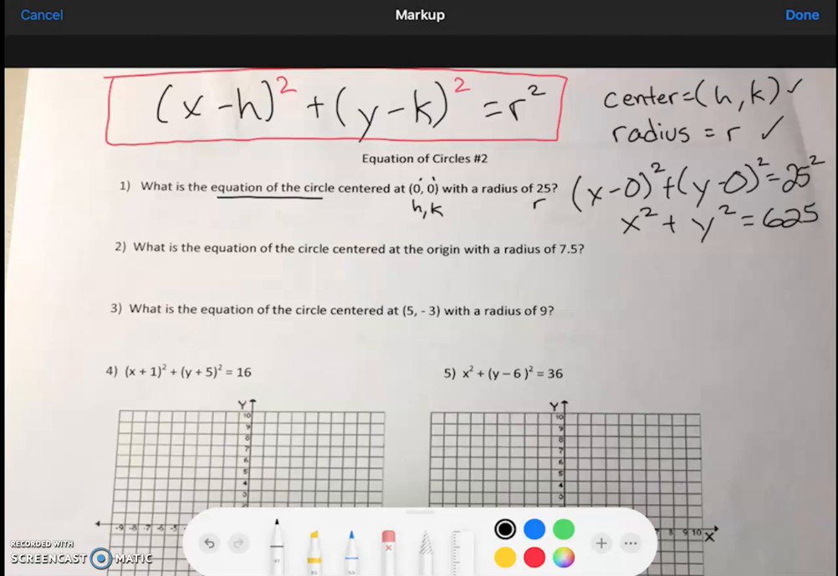So go ahead and finish up 2 and 3. Number 2, keep in mind the origin is 0, 0, and then I will talk about number 4.